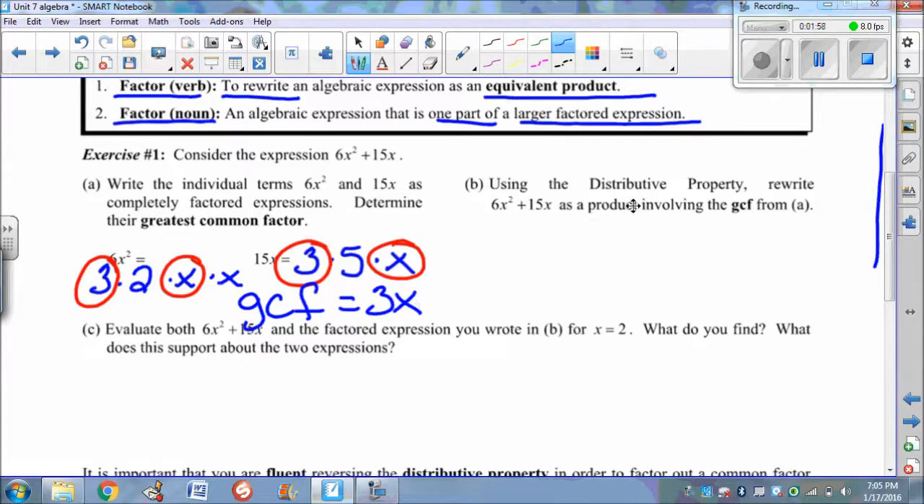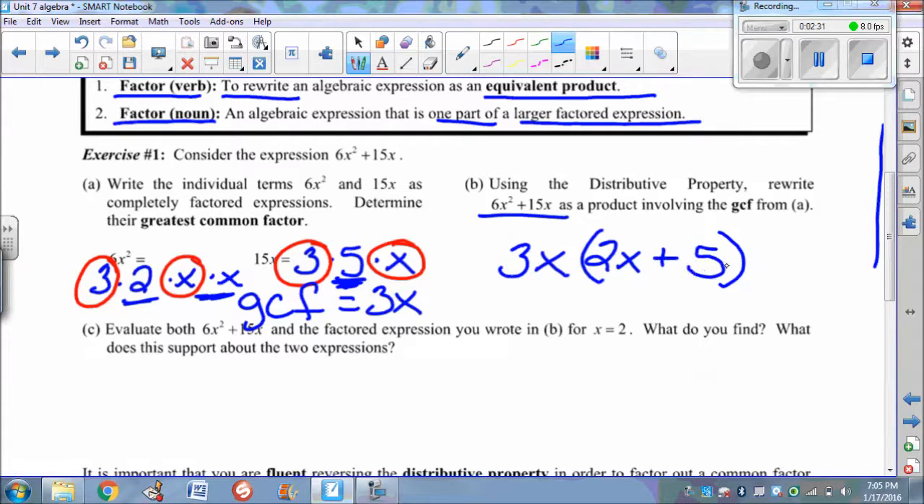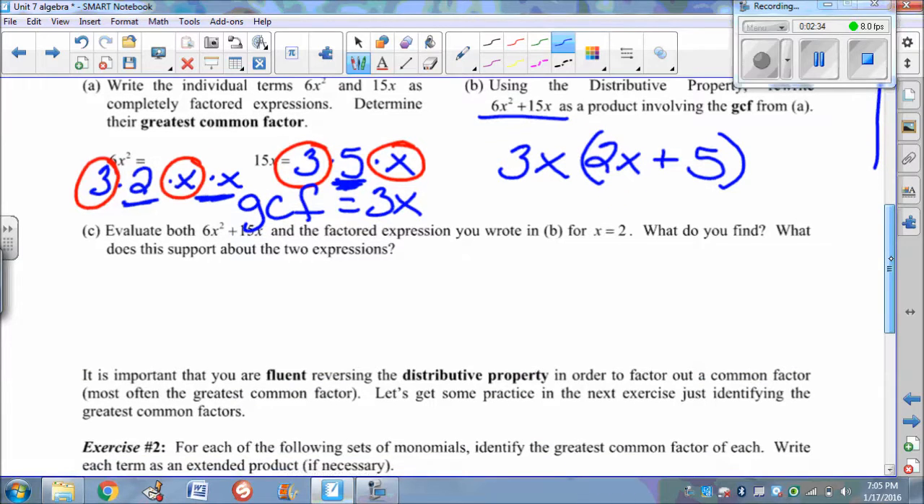Now it says, using the distributive property, rewrite this binomial as a product involving the GCF. Essentially I'm going to undistribute here. So my GCF is 3x. Think about what I just said: I'm undistributing, so I'm reversing the distributive property. So 3x times essentially what's left over. What was left over here? 2x. That's what was left over. And then what was left over after we took out the GCF of the 15x was the plus 5. So I just was able to factor that.